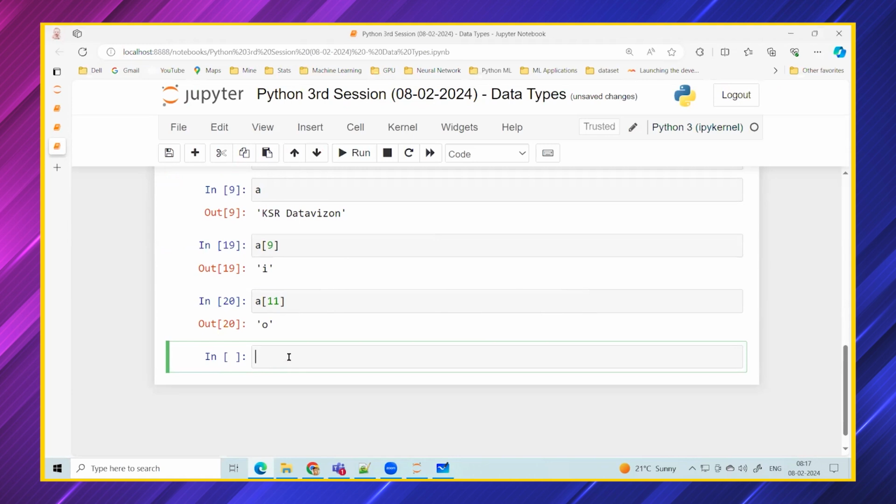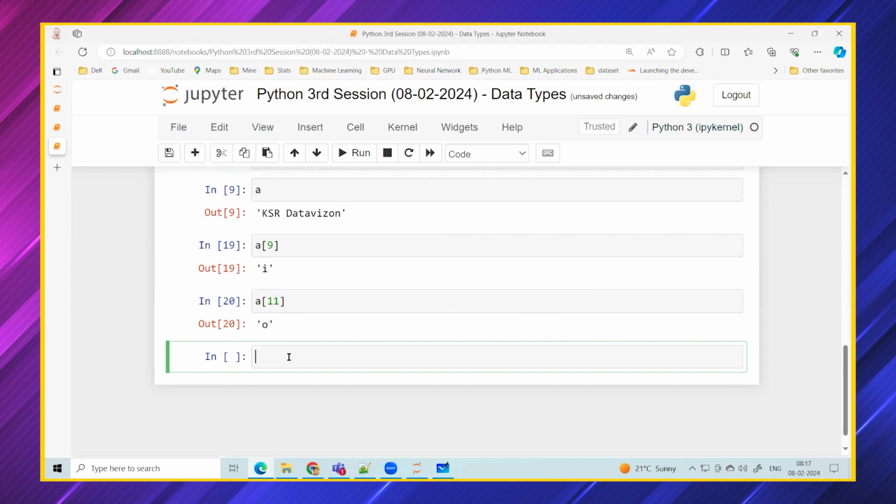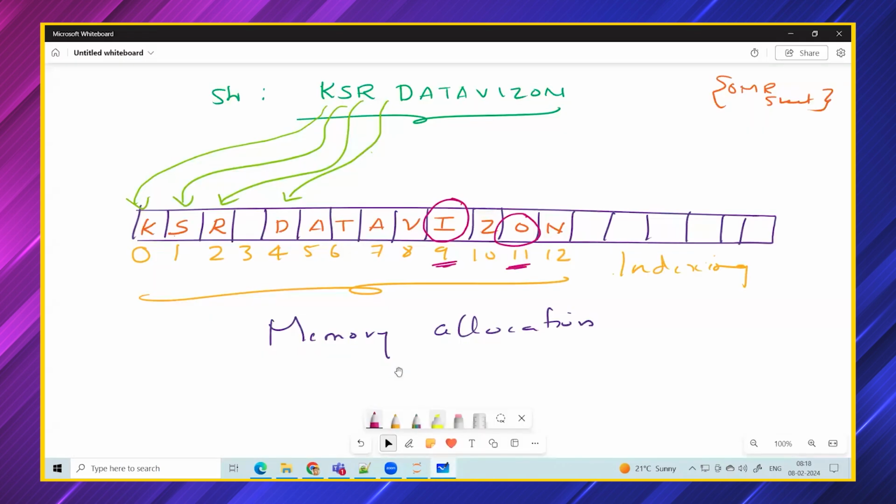Okay. Now, this is so good, but we are not small-class students just to go and access one character, right? We may be required to access certain words. Now, the challenge starts here. Now, I want to access this portion of the data. I want to access this. How to do it?